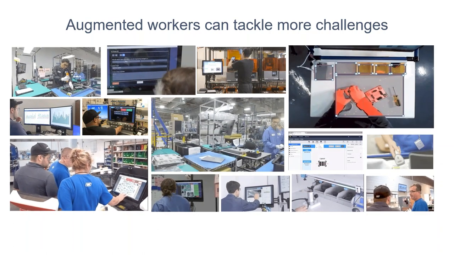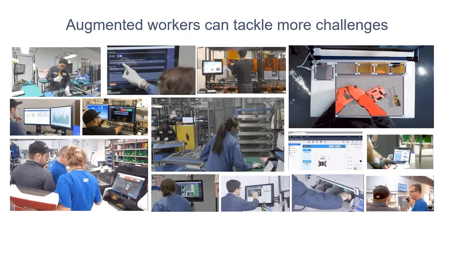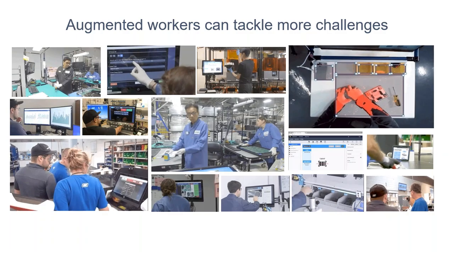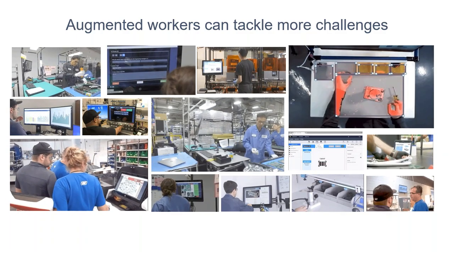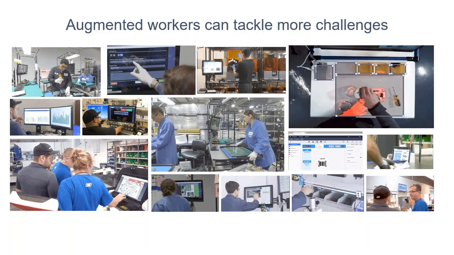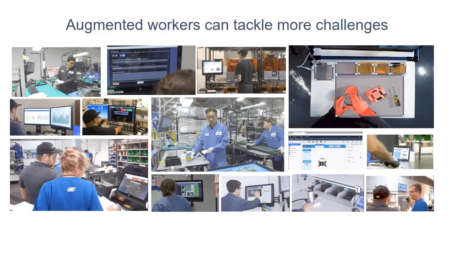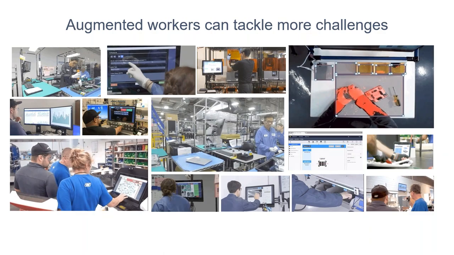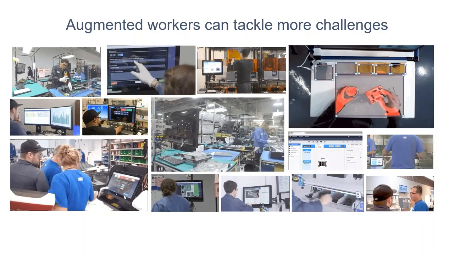We have a number of different use cases that are on display here. Quality checks, complex manual assemblies, job tracking, employee monitoring dashboards. We have our computer vision. These are just some of the use cases that are being employed today at Tulip.